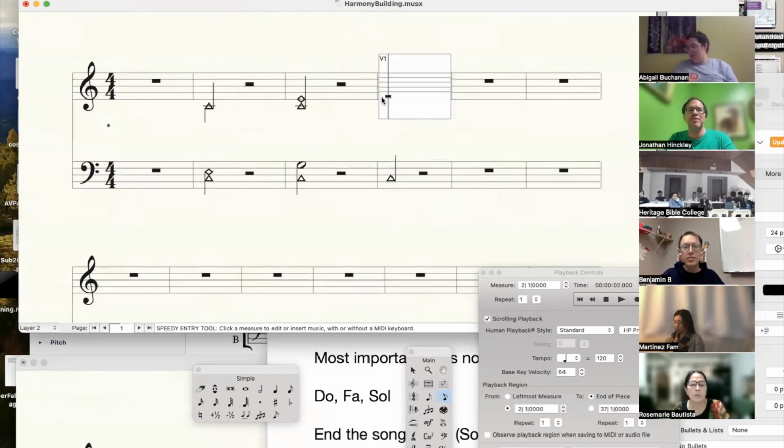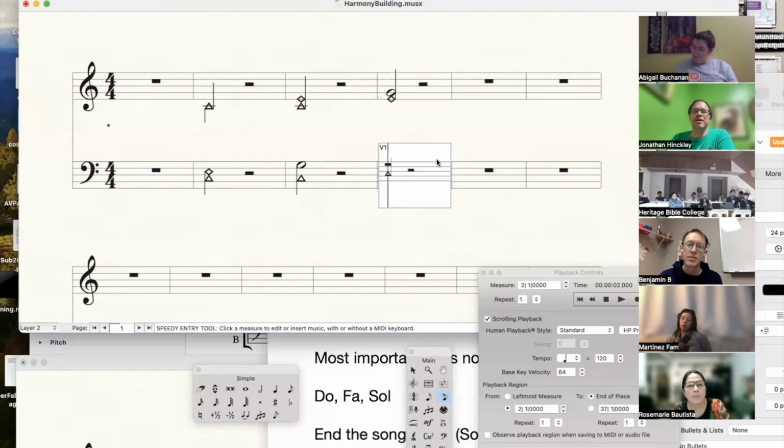Do in the bass. What if we have a so up here? So let's see if we're getting used to this. I would go down until I find the note that belongs in this chord. What belongs in this chord? Mi, okay? All right. And then in the tenor, what note would I put?